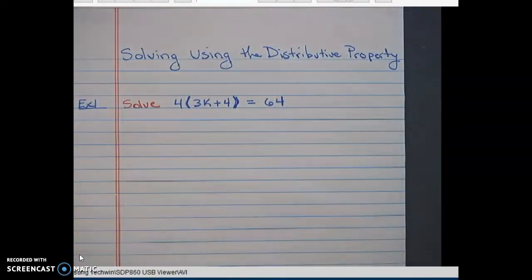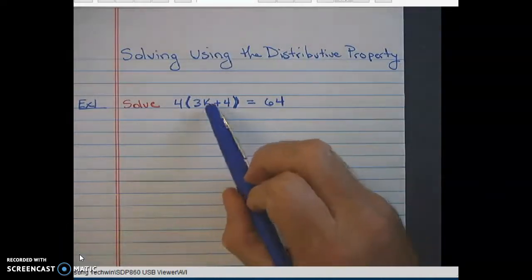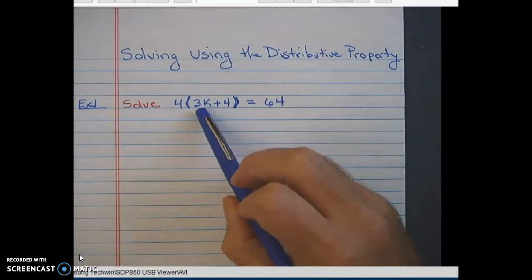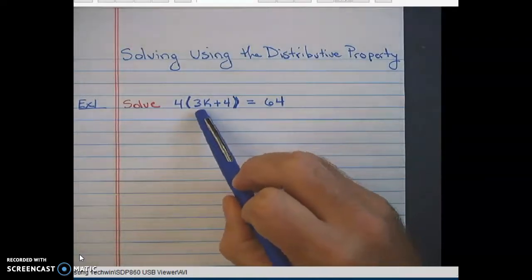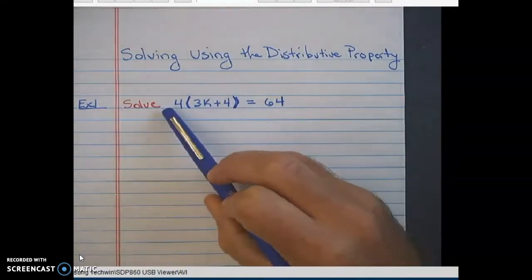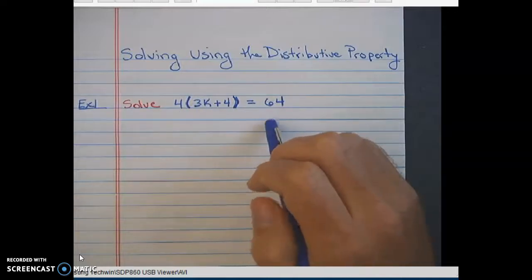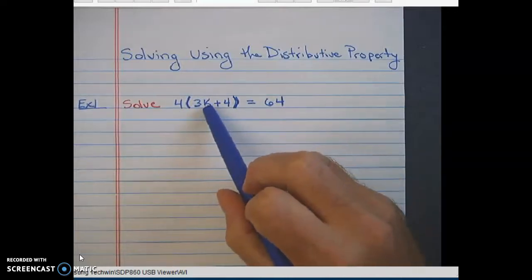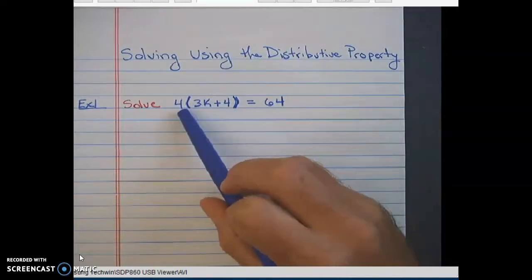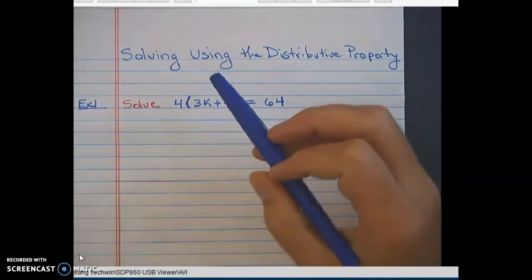So the first thing you should know is, what does it want us to do? What does it mean to solve? It means we're going to work backwards to find the number that we're going to multiply by 3, then add 4 to it, and then multiply that by 4, and our final answer should be 64. So we're going to need a number here. So 3 times 2 is 6, 6 plus 4 is 10, 10 times 4 is 40, that doesn't equal 64, so the k value couldn't be that.